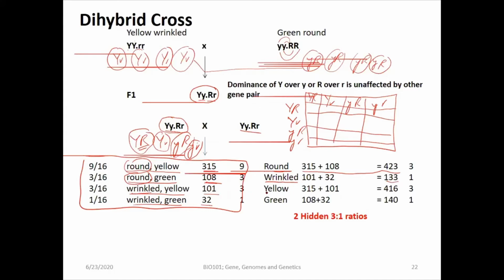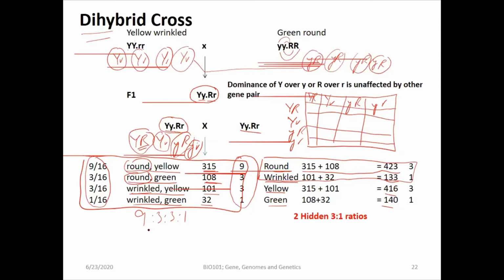Then let's add up all the yellows, all the greens. You get the numbers, and then you calculate the ratio, and you find that the 3:1 ratio is fully preserved underlying this 9:3:3:1 ratio. This ratio is called the F2 phenotypic ratio, 9:3:3:1. 9:3:3:1 is the F2 phenotypic ratio for a dihybrid cross.